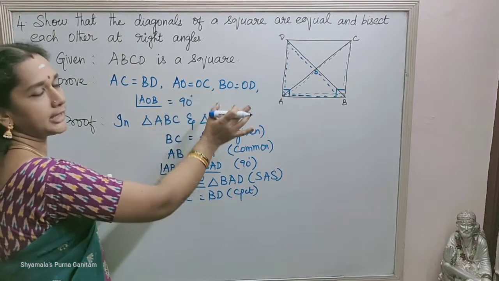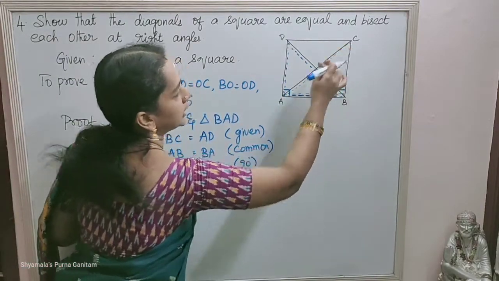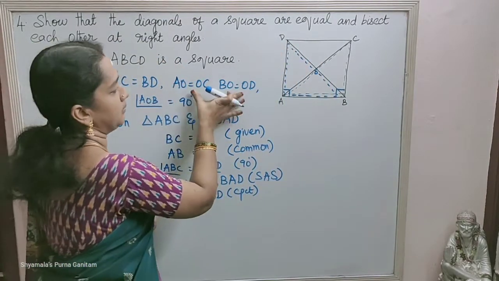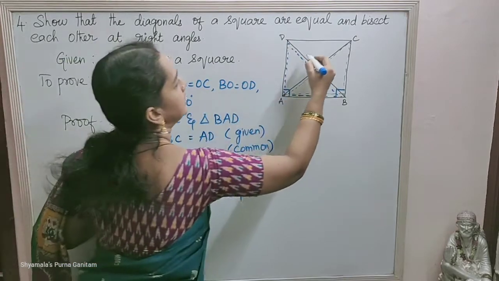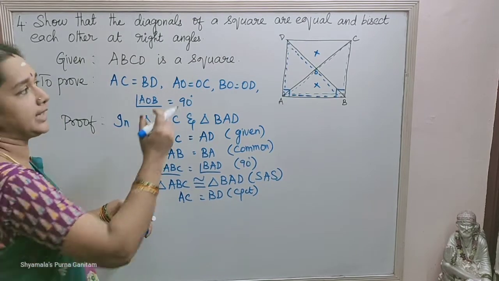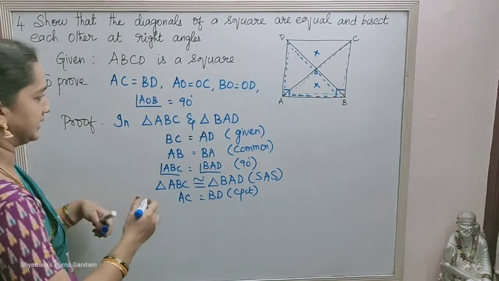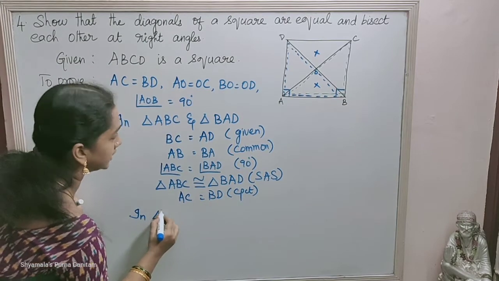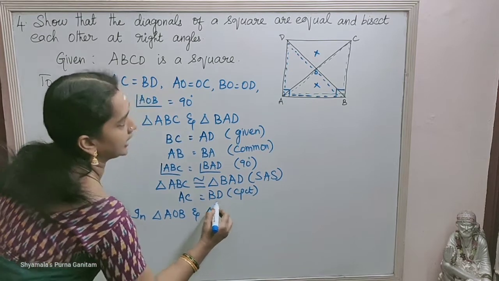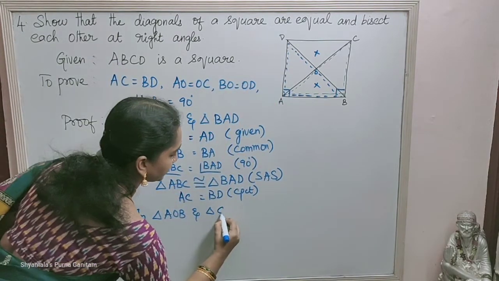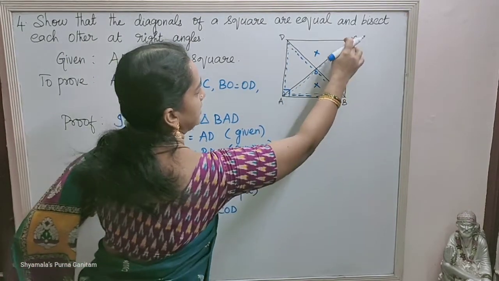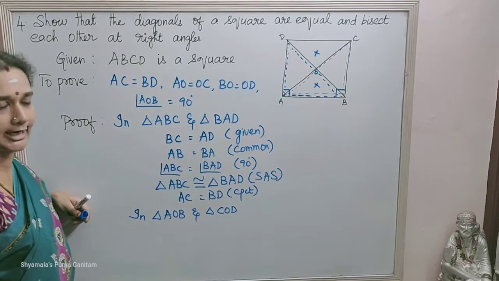Then, AO is equal to OC and BO is equal to OD. From the statement itself, we can take these two triangles, because that is what we are asked to prove. So we will take the triangles accordingly: in triangle AOB and triangle COD. These two triangles we will take.